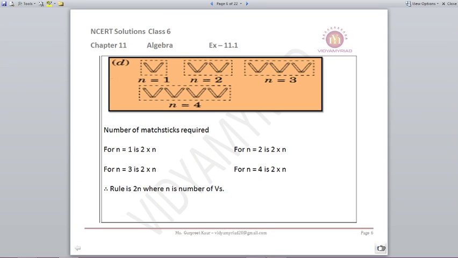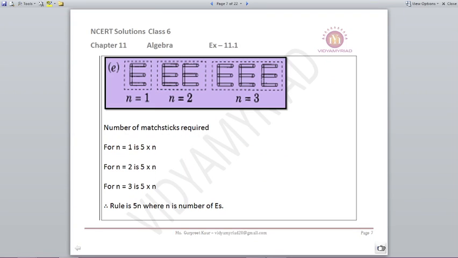Next, for making V I require only 2 sticks. So the rule becomes 2n. For making E, I require 5 sticks. Okay, 3 are slanting or sleeping and 2 standing. So I will require 5 sticks to make E. So the number of sticks will be 5 multiplied by the number of E's. So it becomes 5n.